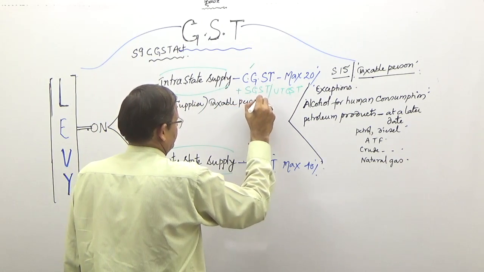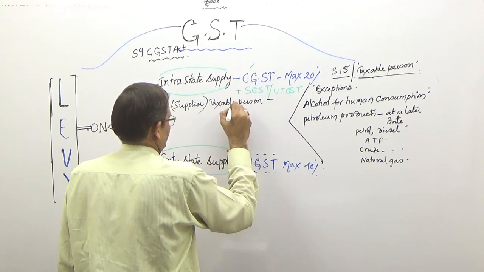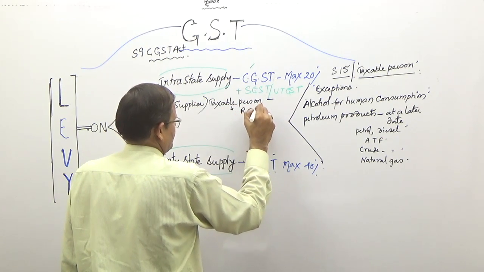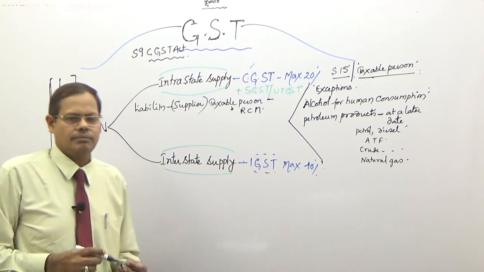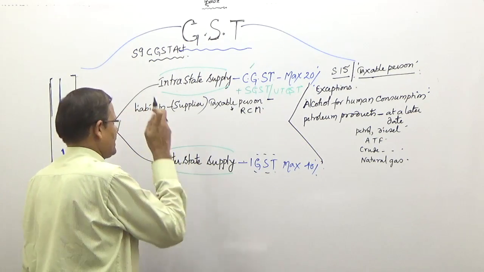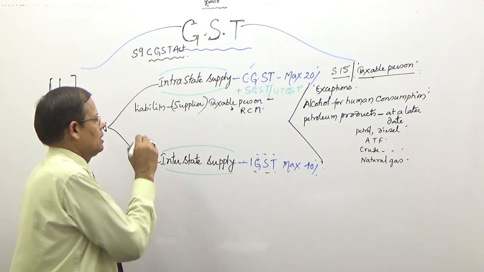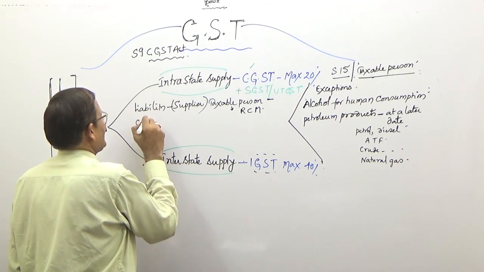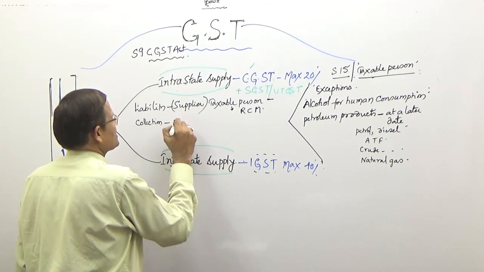Taxable person is liable, and there are cases of reverse charge mechanism, exceptional cases, special cases. So, under reverse charge mechanism, recipients are liable to pay GST. And collection, payment. So, how is the tax collected? In the manner prescribed, as prescribed.